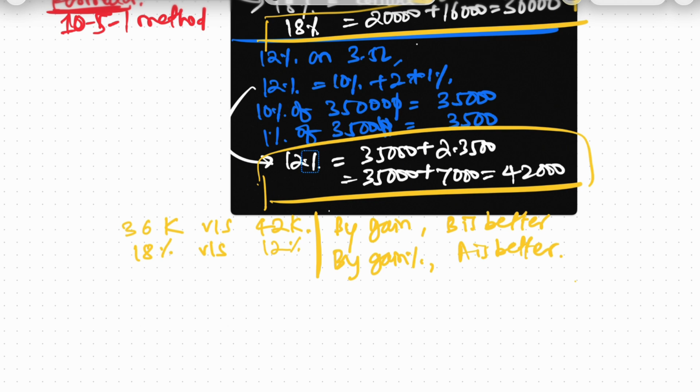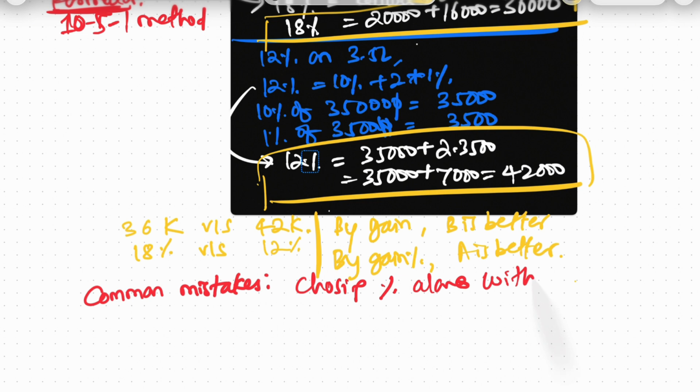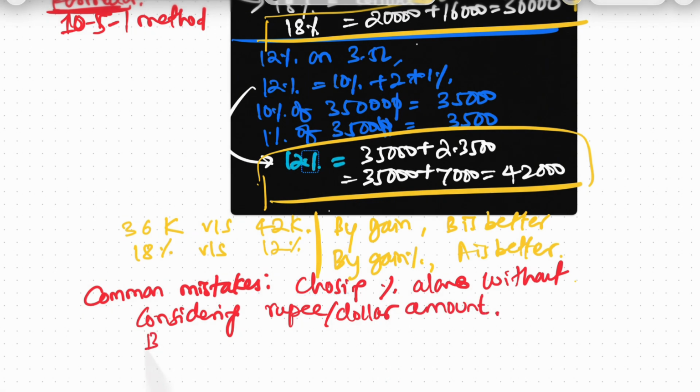The common mistake to avoid: choosing percentages alone without considering the rupee or dollar amount. Both metrics matter for real decisions.